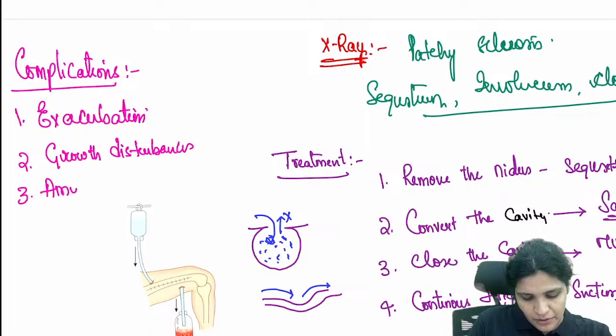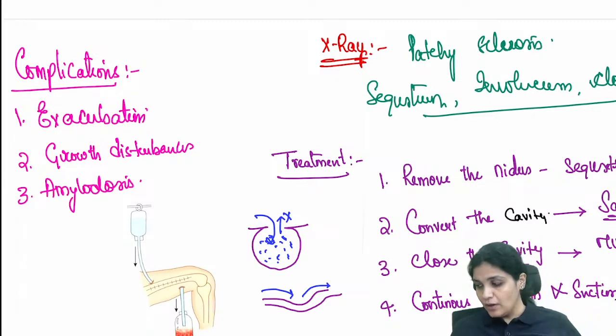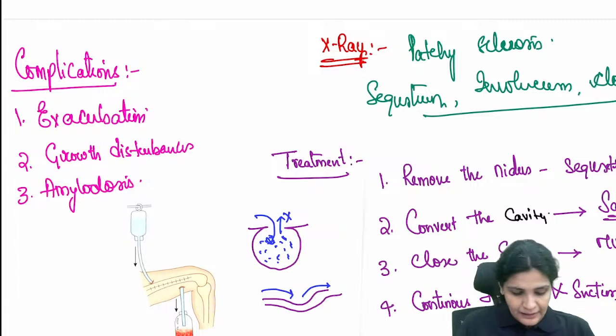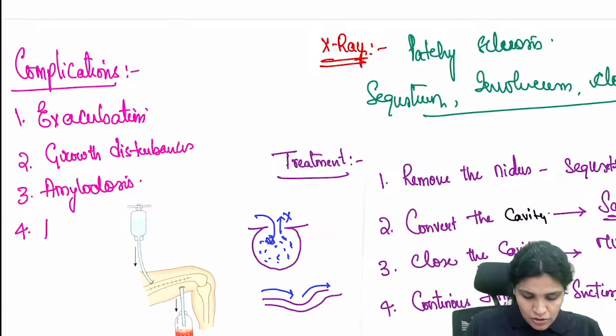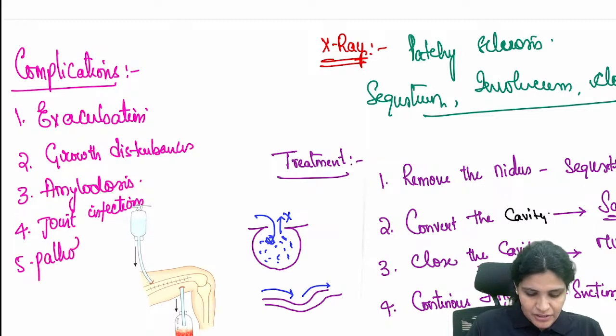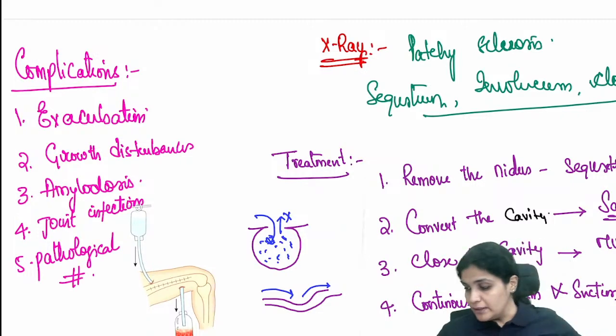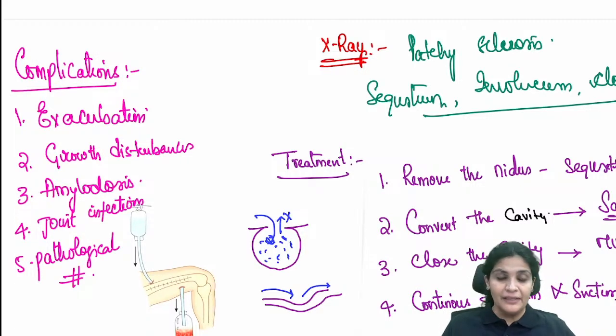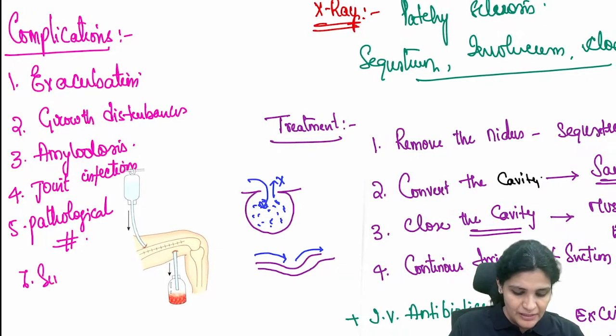The most important thing, amyloidosis. They can result in what, amyloidosis, right? And then they can land up in joint infections as well, or they can result in pathological fractures, right? So these are all the things. And one more important thing is sometimes they can land up with sinus tract malignancy.